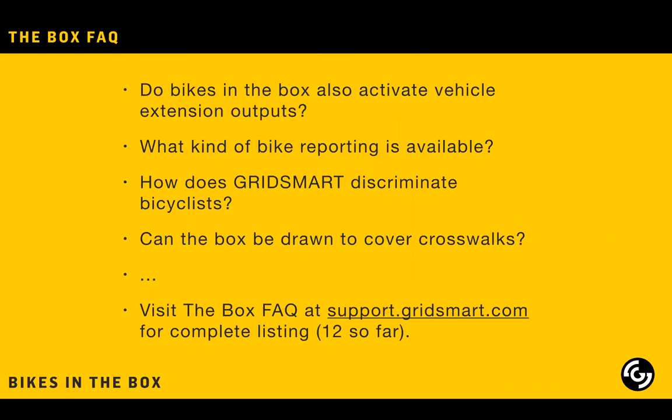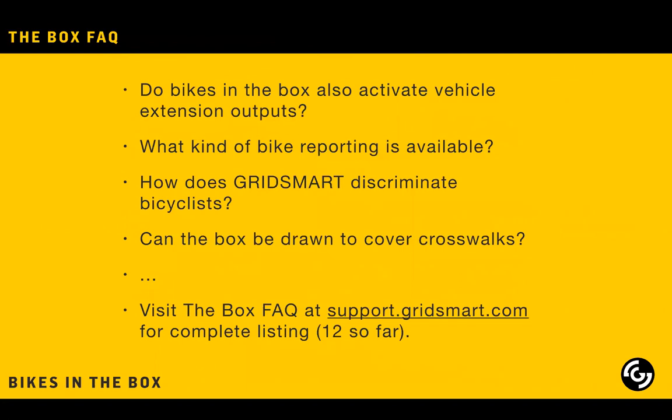What kind of bike reporting is available? And I covered that a moment ago about the improved length-based classification. There is a specific length of 6 feet for bicycles, and vehicles begin at 11 feet. So you can do a length-based classification and do a specific bicycle count. And I should note that that's for bicyclists exiting stop line zones. How does GridSmart discriminate bicyclists? It's a machine learning approach. Technically, it's a deep convolutional neural network that's based on image characteristics.